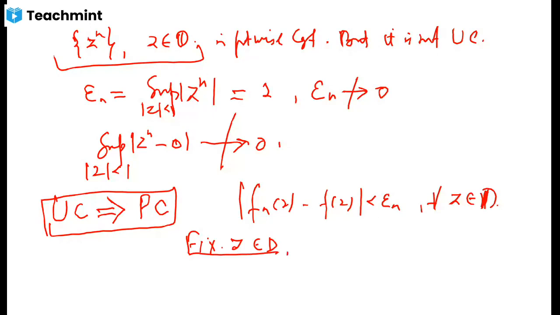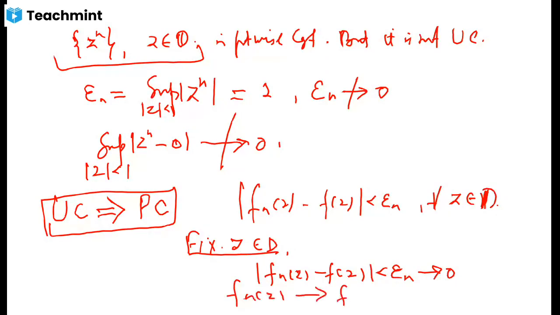Still you will have this |f_n(z) minus f(z)| less than epsilon n, and it goes to 0 as n goes to infinity. That is, at z, f_n(z) will converge to f(z) as n goes to infinity. So this is the pointwise convergence. But the other way, it is not true, as this example clearly tells you, because this is the example where you don't have uniform convergence, but you have pointwise convergence.